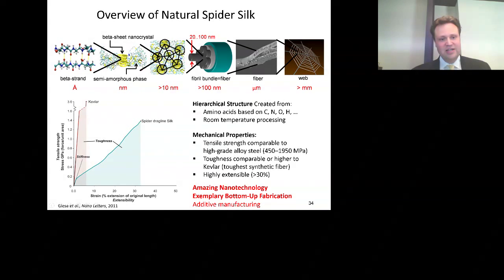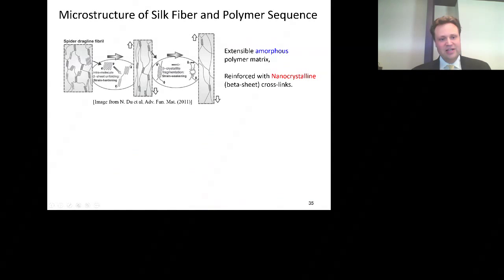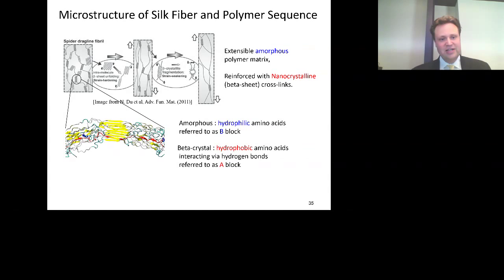Okay, so we look at silk from the perspective of a nanocomposite that is made from different molecular constructs that can be grouped into hydrophobic and hydrophilic, and certain secondary structures like nanocrystalline beta sheets that form the crosslinks and more amorphous pieces that form a polymer matrix. And these really can be resolved all the way down to the molecular scale, the atomistic scale, which you can see here.